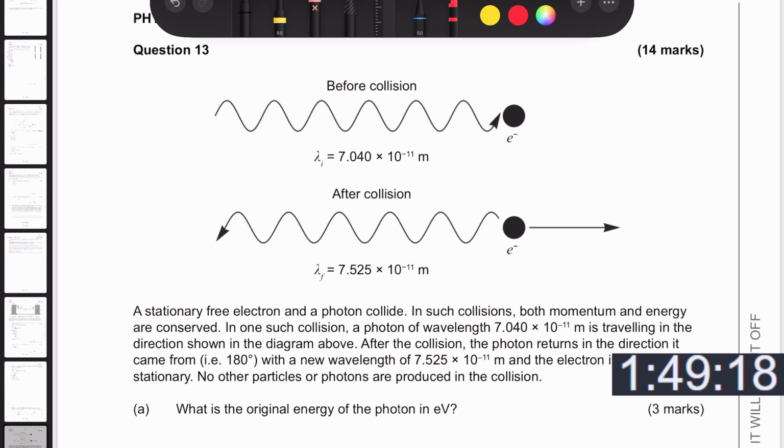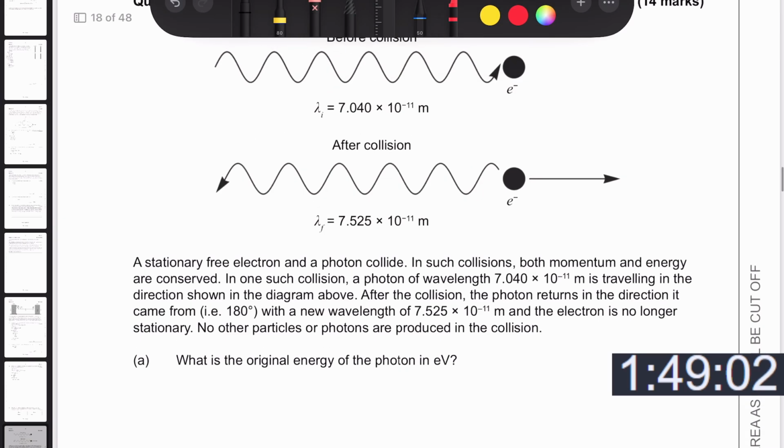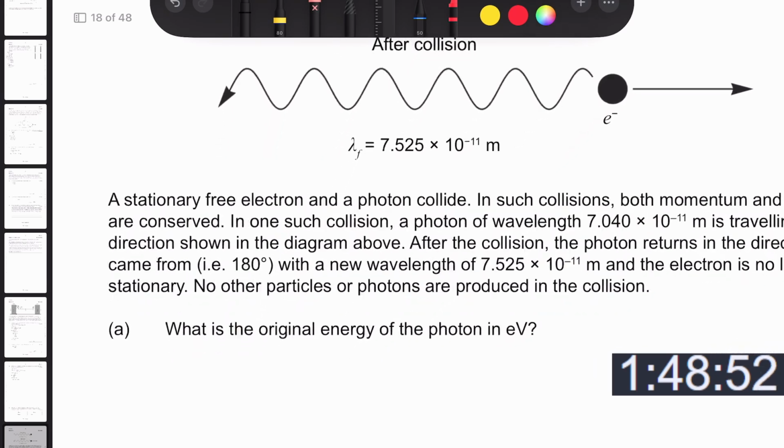Collision after collision. A stationary free electron and a photon collide. In such a collision, both momentum and energy are conserved. In one such collision, traveling in the direction shown in the diagram, after the collision the photon turns in direction. The new wavelength of light, and the electron is no longer stationary. What is the original energy of the photon in electron volts?